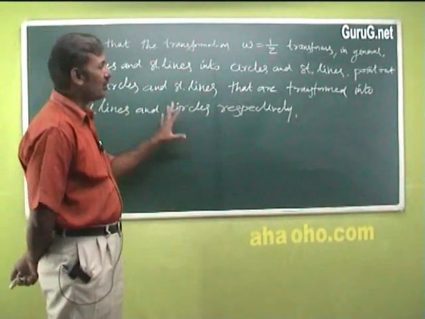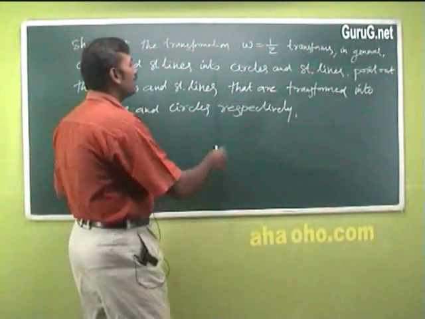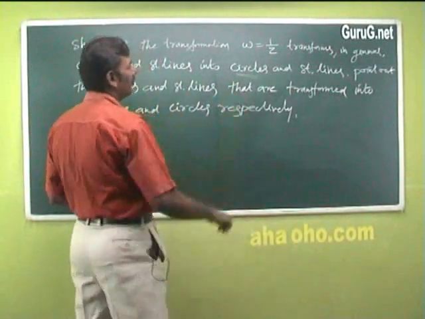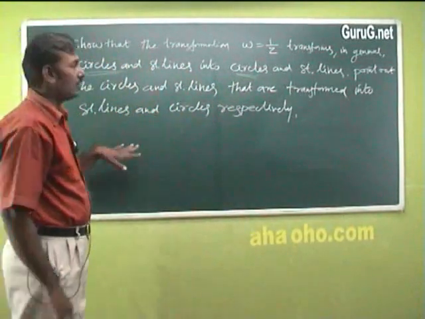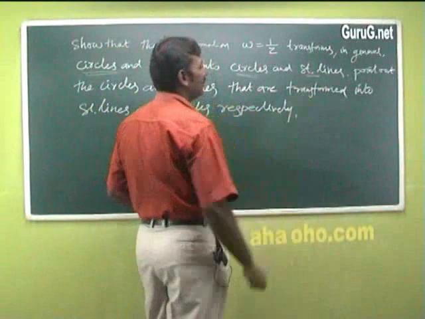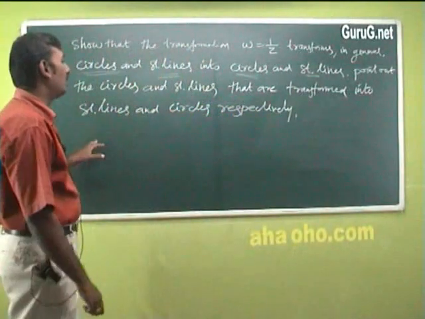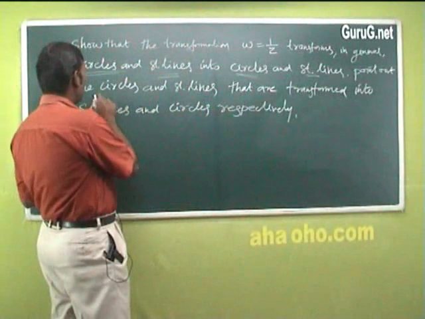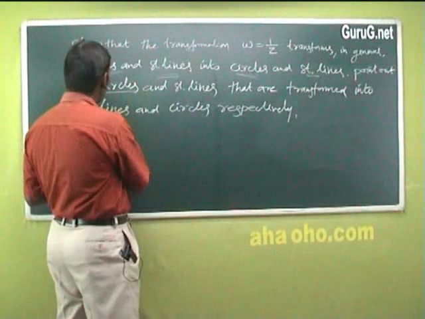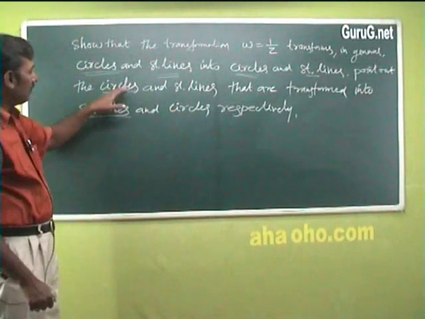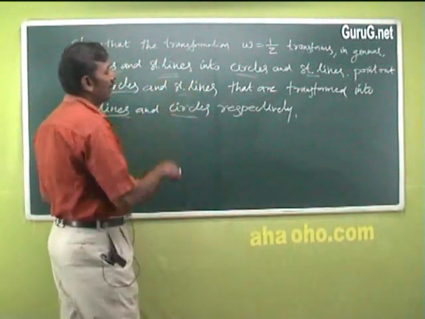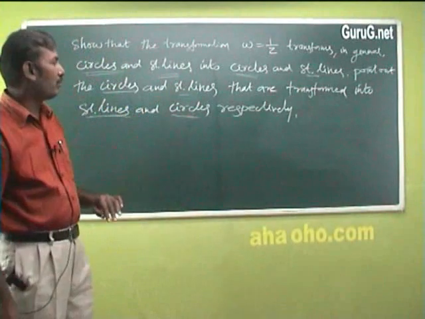Question புரிஞ்சுதா? இப்போ எந்தெந்த சர்க்கிள் எல்லாம் சர்க்கிளுக்கே டிரான்ஸ்ஃபார்ம் ஆகும்? Circles transformed into circles. So எந்த மாதிரி circles? Then straight lines transformed into straight lines. Similarly, the straight lines transformed into circles and the circles transformed into straight lines. The circle வந்து straight line ஆகும், straight line வந்து circle ஆகும் transform ஆகும். So எந்த மாதிரி straight lines, எந்த மாதிரி circle அப்படிங்கிறத நம்ம find out பண்ண போறோம்.